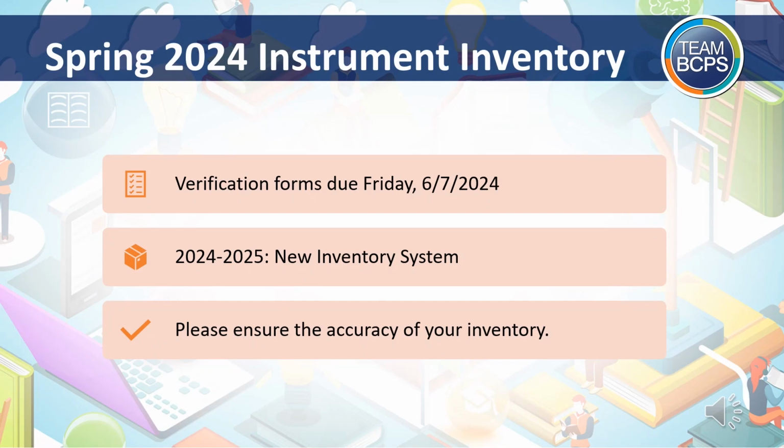In preparation for that move, please work to make sure that your inventory is accurate by checking the current inventory system against what you have in your storage room. If you have any missing instruments that have not been returned, or beyond repair, please work with your principal, file the appropriate paperwork, and submit it to the Office of Performing Arts for removal from your inventory.